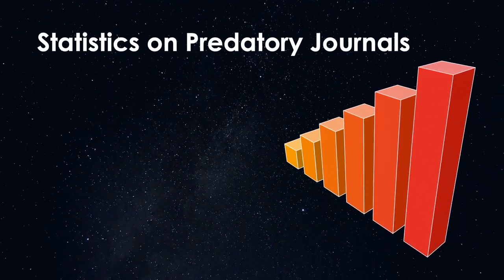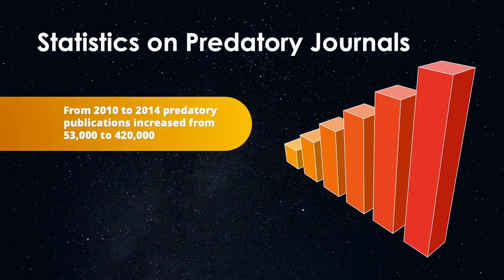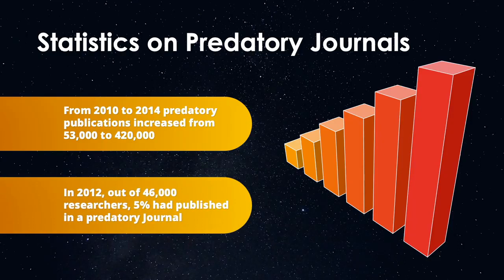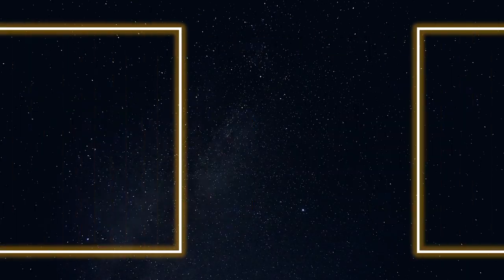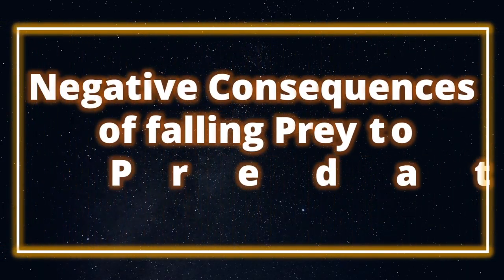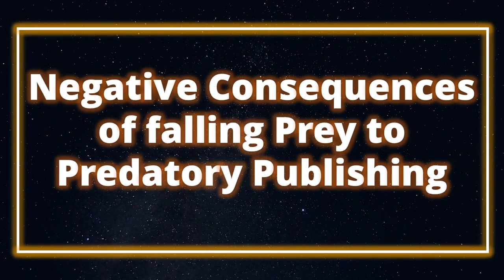Predatory journals and publishers continue to flourish in academia. One study showed that from 2010 to 2014, the number of predatory publications increased from 53,000 to 420,000. In 2012, a study which was performed in Italy showed that out of 46,000 researchers, 5% of them had published in a predatory journal, either because they were unaware that the journal was predatory or because of the pressure to publish. Now we will look at some negative consequences of falling prey to predatory publishing.